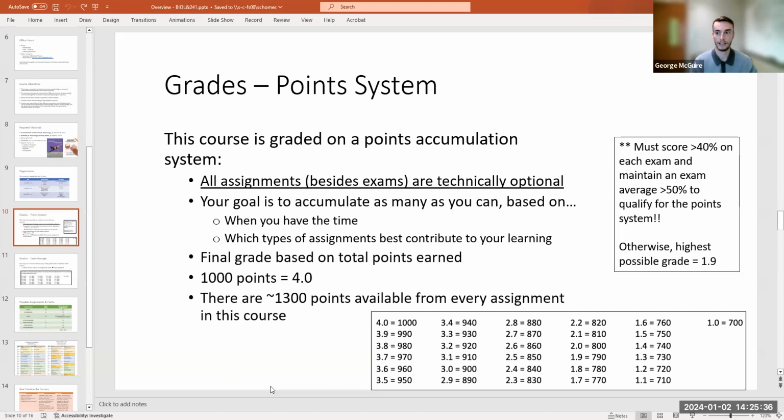Okay. And so this is just one option for how your final grade will be calculated. In order to qualify for this point system, you must maintain an exam average of at least 50% and score at least 40% on each individual exam. Okay. So this does put a bit of weight on the exams, right? Because they determine whether or not you can use this system. But again, I'm just asking that you are getting at least half of the points on each of those exams on average in order to do that.